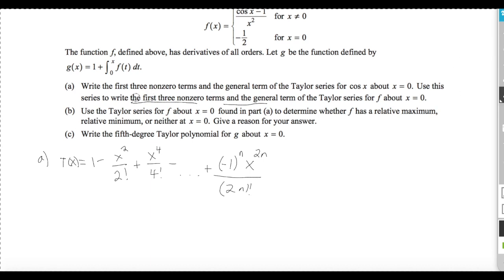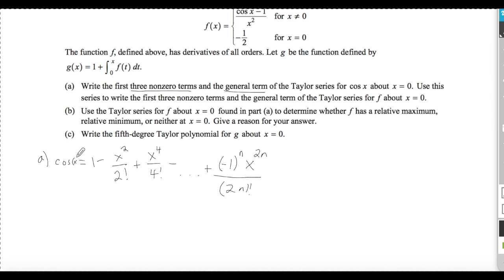So we just wrote out the first 3 non-zero terms and the general term of the Taylor series for cosine of x. That's what we just did there. Three non-zero terms, general term, Taylor series for cosine of x about x equals 0, the Maclaurin series. Use this series to write the first 3 non-zero terms and the general term for the Taylor series of f. Okay, so we want this thing up here now. We'll just say f of x then. Because this really is approximating cosine of x, all we're doing is basically recalling the formula. I'll switch that over to cosine of x.